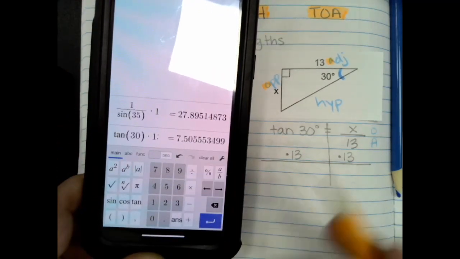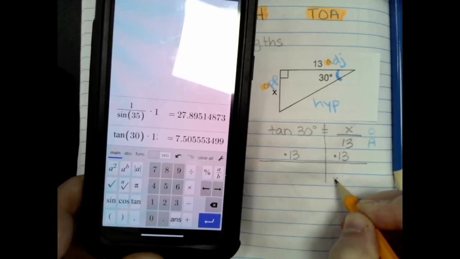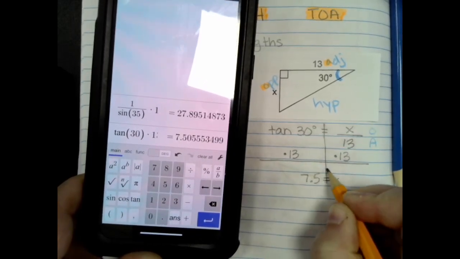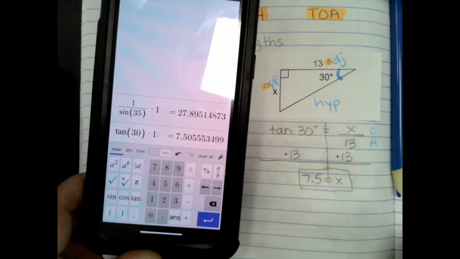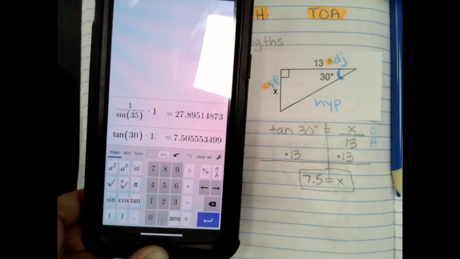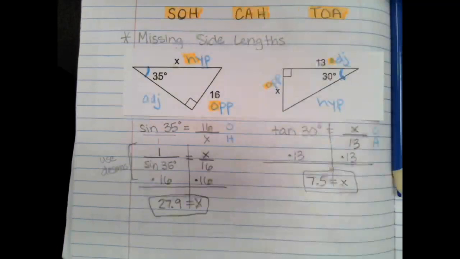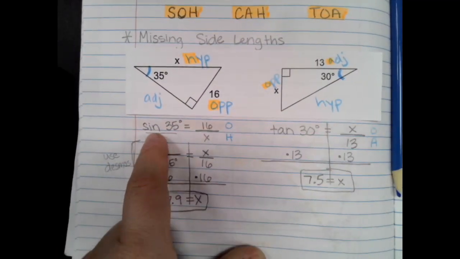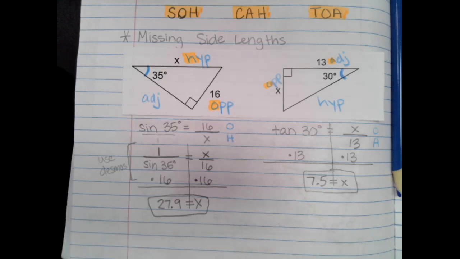So 7.5, or should we round to 7.6? Good. You guys are so good at rounding. It's insane. All right, and the reason why we can do this is the reason we can use this tangent and this sine is that the ratio for 35 degrees is always the same. The tangent of 30 degrees is always the same.